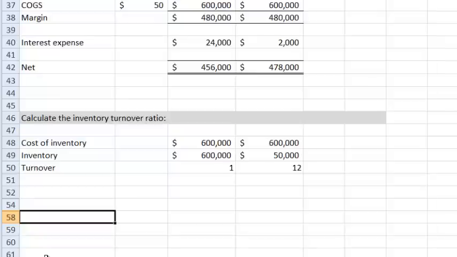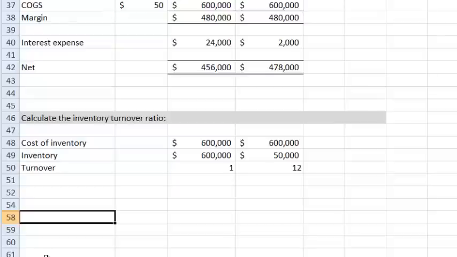The basic calculation for the inventory turnover ratio is we take the cost of inventory, their cost of goods sold, for both stores. They both sold the same amount of shoes during the year, so they both have $600,000 of cost of goods sold for the year. We can see that on the income statement on the line that says COGS, cost of goods sold. So they're both the same.